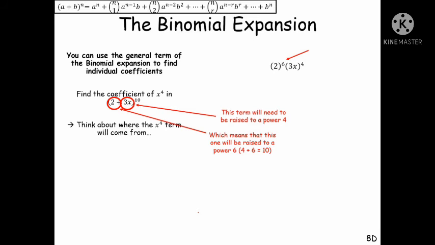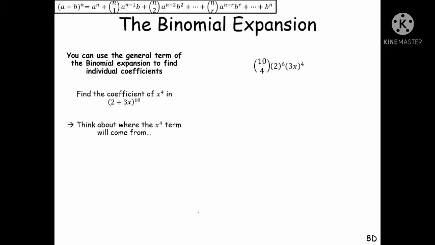So we've got 2 to the 6 and 3x to the 4. As the power of 3x is 4, we are using 10 choose 4. And there you go. And I get 1,088,640x to the 4. And the coefficient that we want is just the number in front of the x to the 4, so it will be just this section that you want to write down. Okay? And that will get you all the marks for this question.